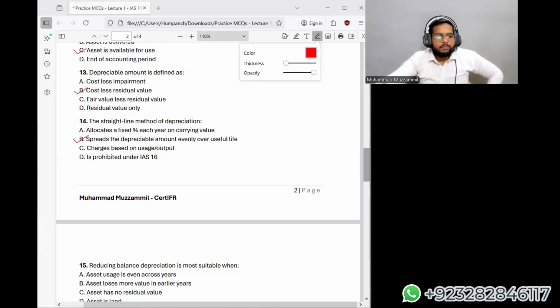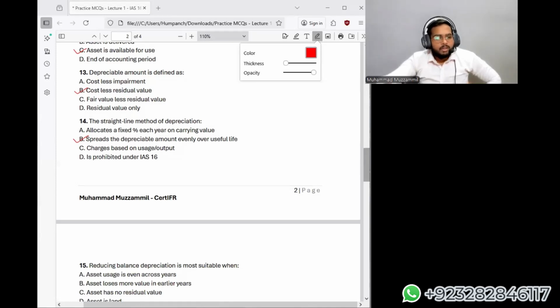Great. Okay, MCQ number 15. Reducing balance depreciation is most suitable when: asset usage is even across years, asset loses more value in earlier years, asset has no residual value, or asset is land. What is it? Reducing balance depreciation is more suitable when? Come on.